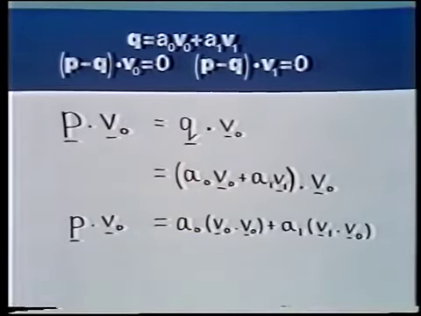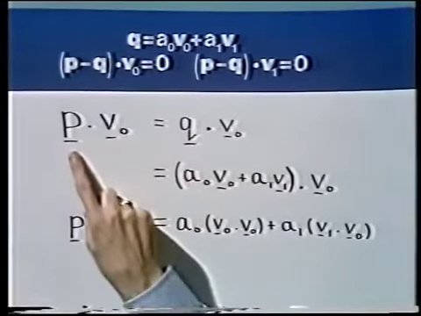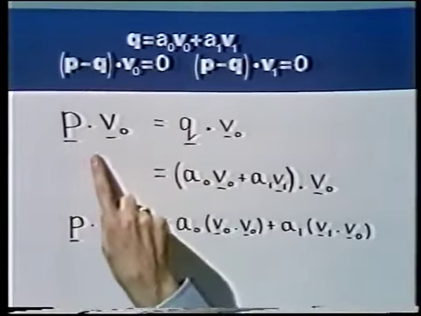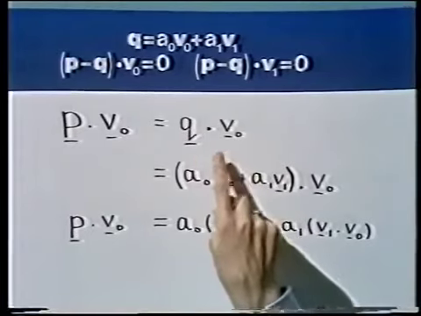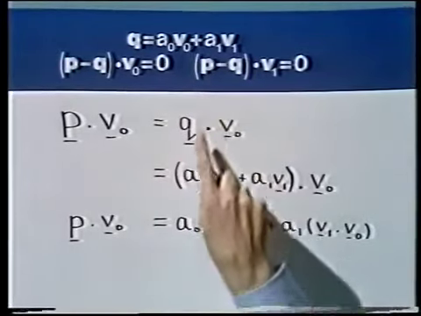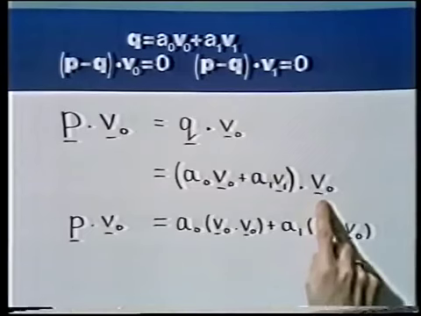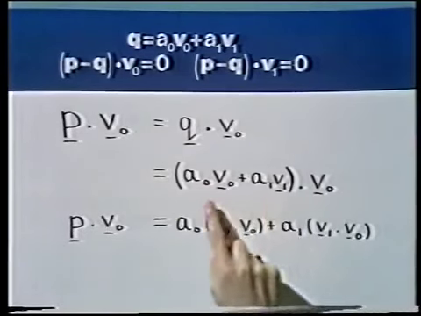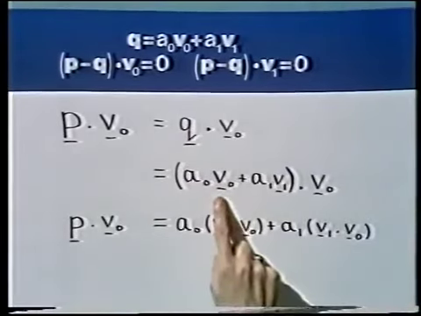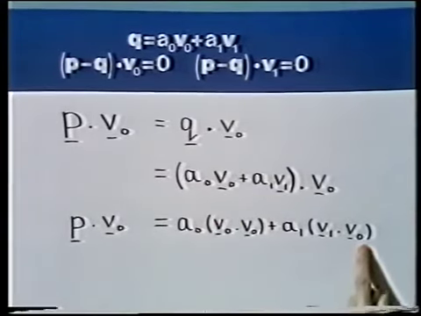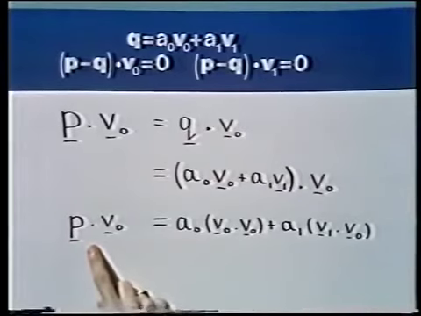I've written out some of the calculations already, so let's go through the steps. First of all, we rewrite this in this form, P dot V0 equals Q dot V0. And then we can actually substitute in this expression for Q, Q dot V0. We now expand this dot product to give two terms. Here's the first term corresponding to this, and here's the second term. So this is all equal to P dot V0.